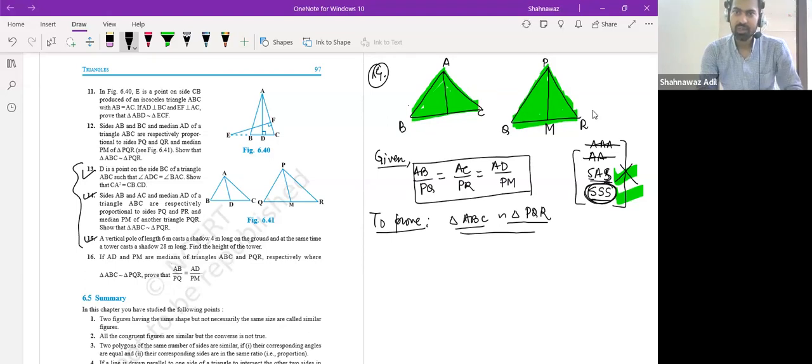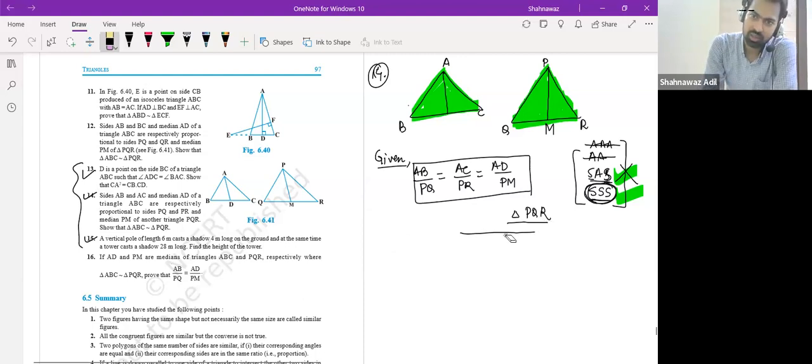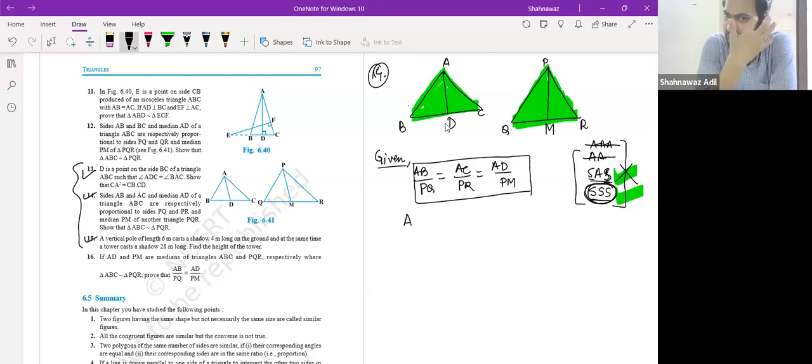Now, okay, so let me again. One thing is also given here. So AD and PM are median, right? AD and PM are median. So what does median do? If AD is median, so what does this do? BD is equal to CD. Absolutely right. Good, good. So BD equals DC.